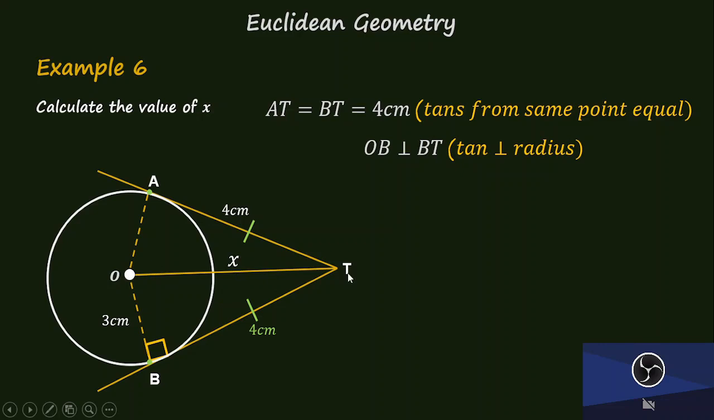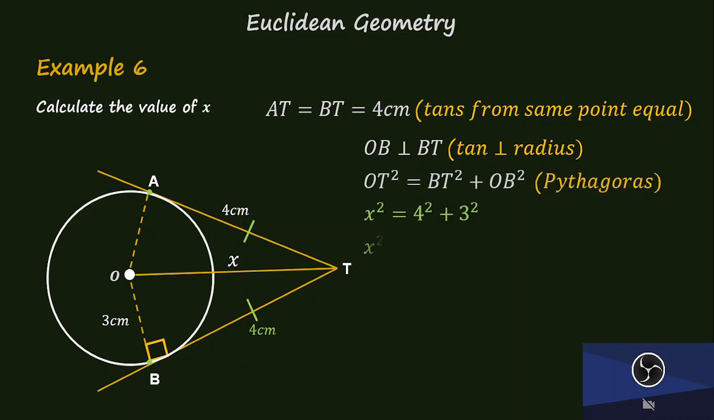So if you look in this triangle OBT, we have a 90 degrees, we have 3 sides. Then we can use the theorem of Pythagoras to calculate the value of x, and the value of x is 5 centimeters there. So you see how this theorem may come in handy.